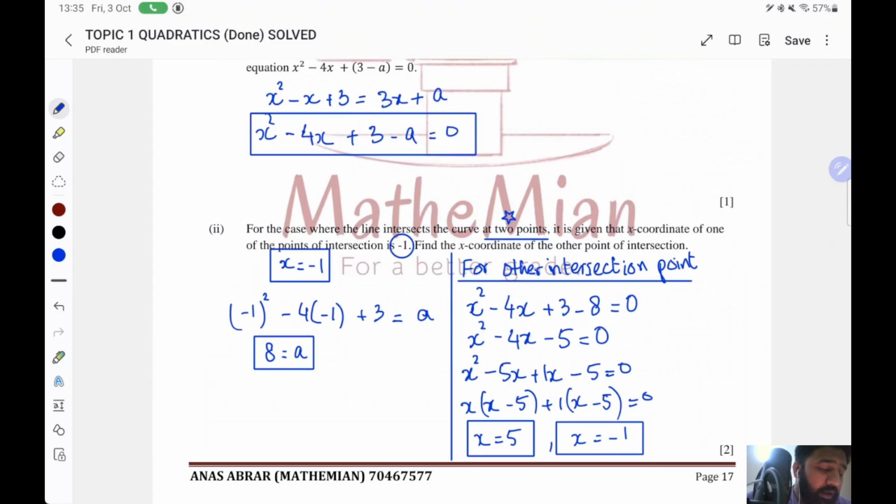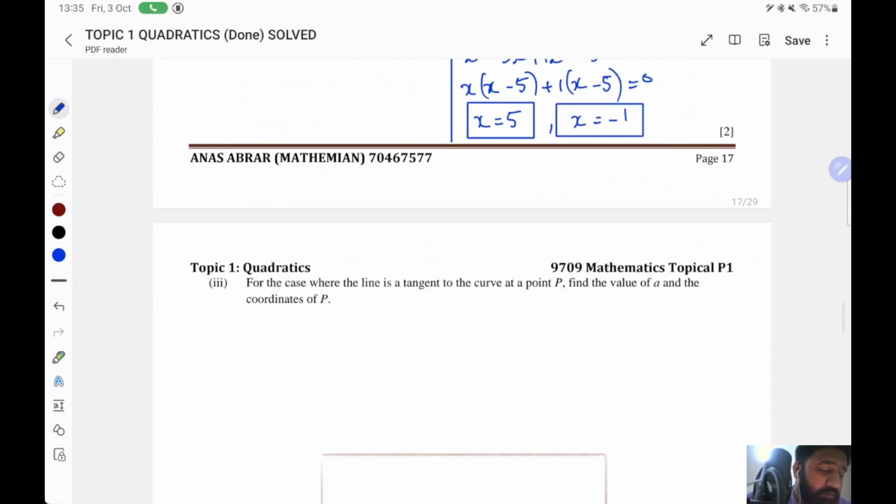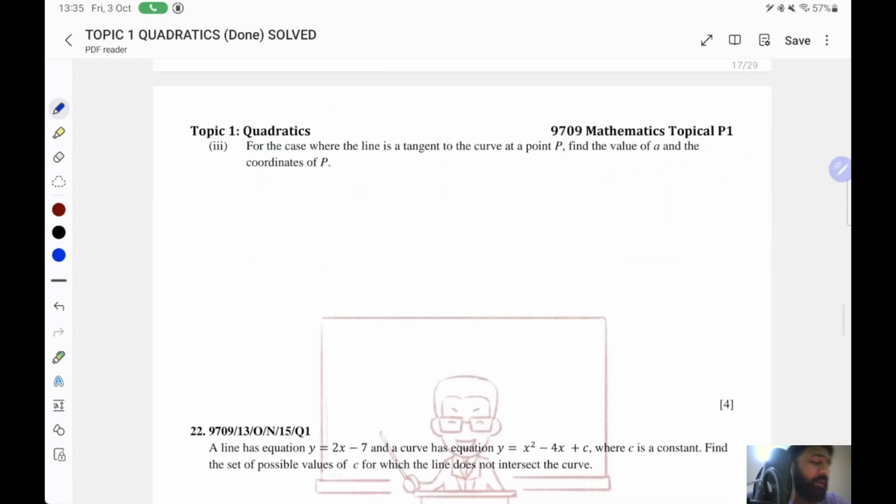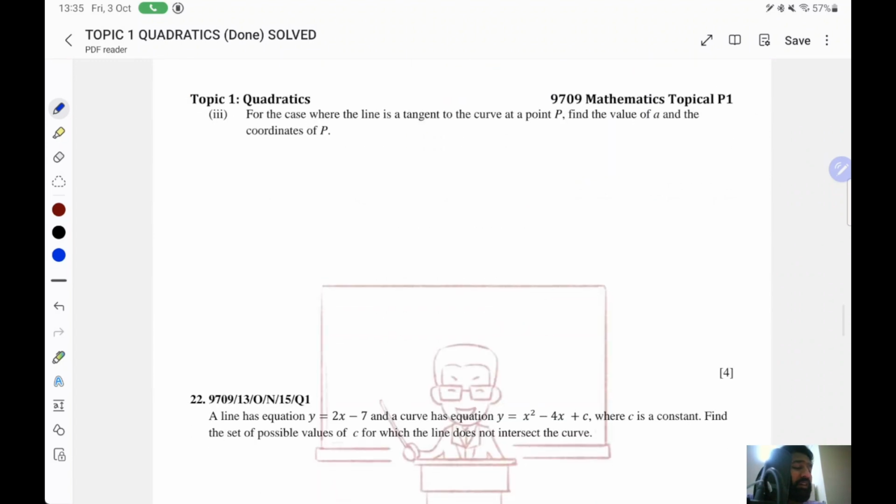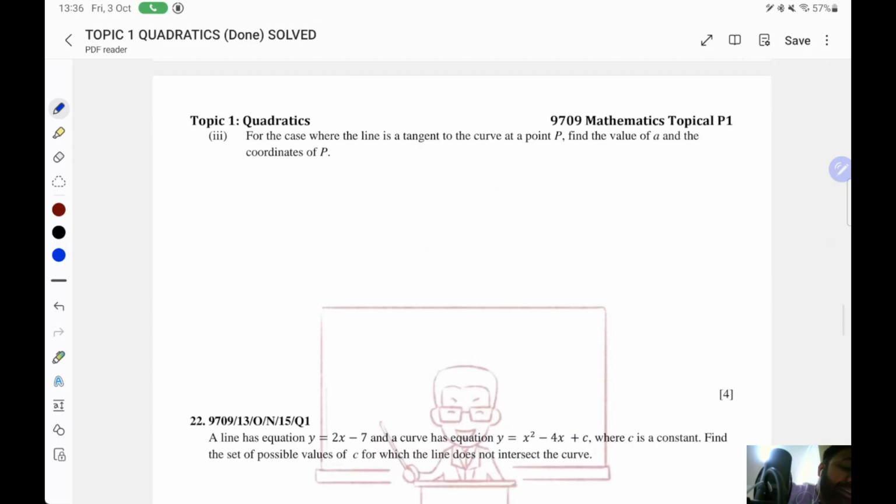Okay, let's move to the next one. For the third part he says, for the case where the line is tangent to the curve. Now this is a different scenario compared to the previous one. In the previous part he said the line intersects the curve at two distinct points, and we found the value of a as 8, where the line and the curve were intersecting at two different points.